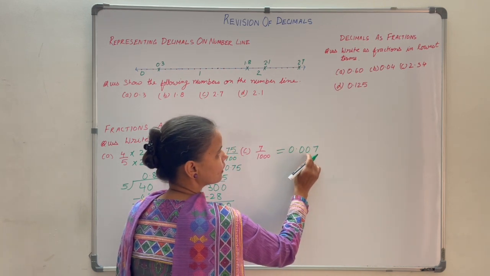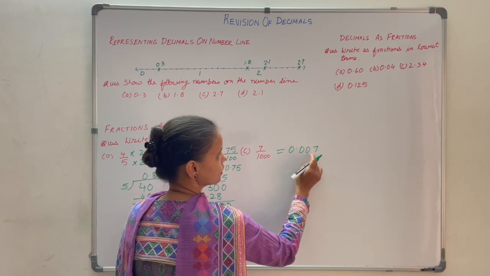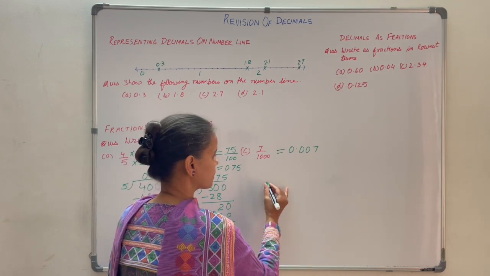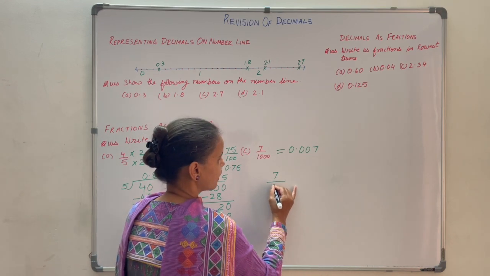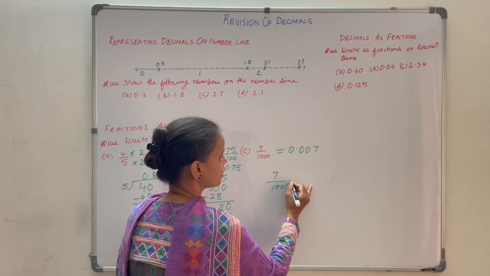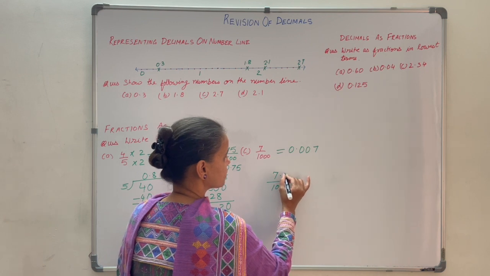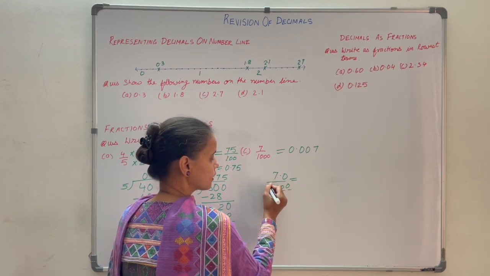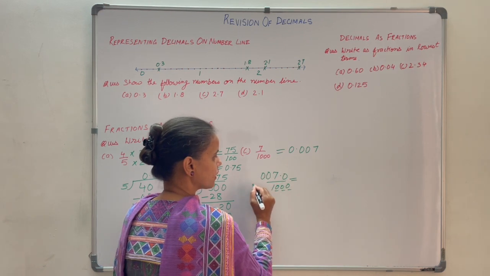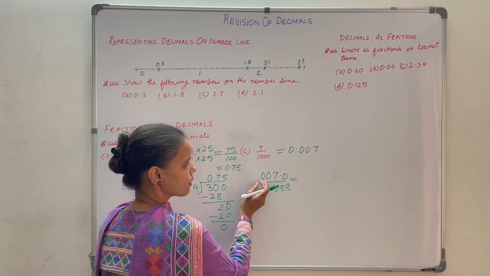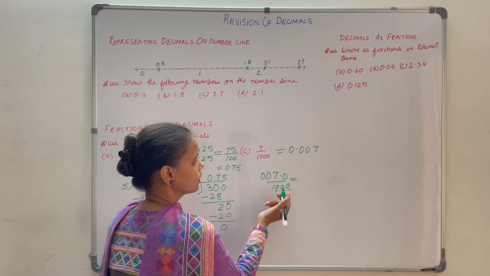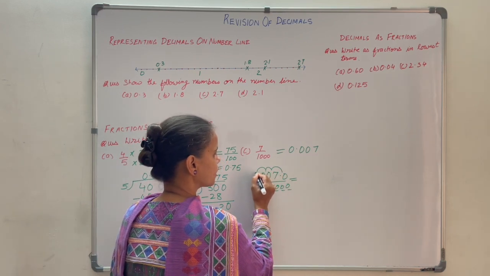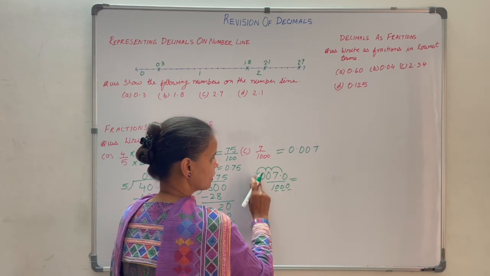0.007. Tenth, hundredth, thousandth. So this is how we write for the thousandth place. Let us understand by the second method. 7 divided by 1000. So where is the decimal point? Here. How many digits will it move towards the left hand side? 3 digits. You can write as many zeros as you want because this is nothing but 7 only. So the decimal point will move 3 digits towards the left hand side. Where does it come? Here. Right?